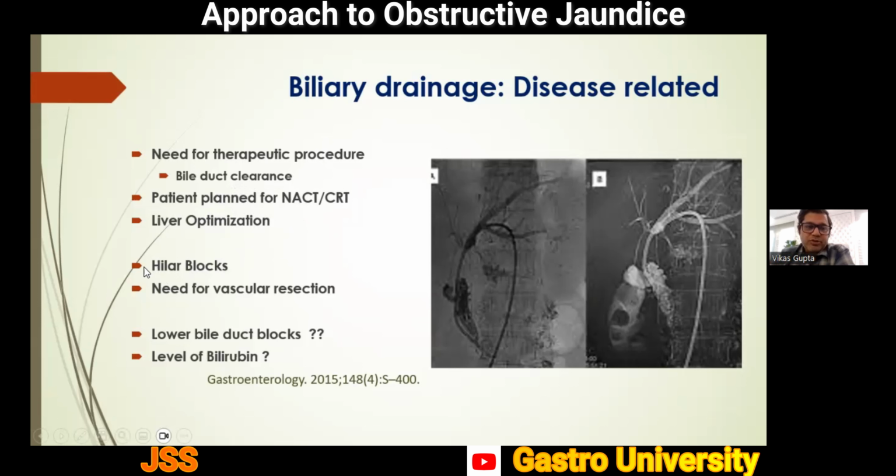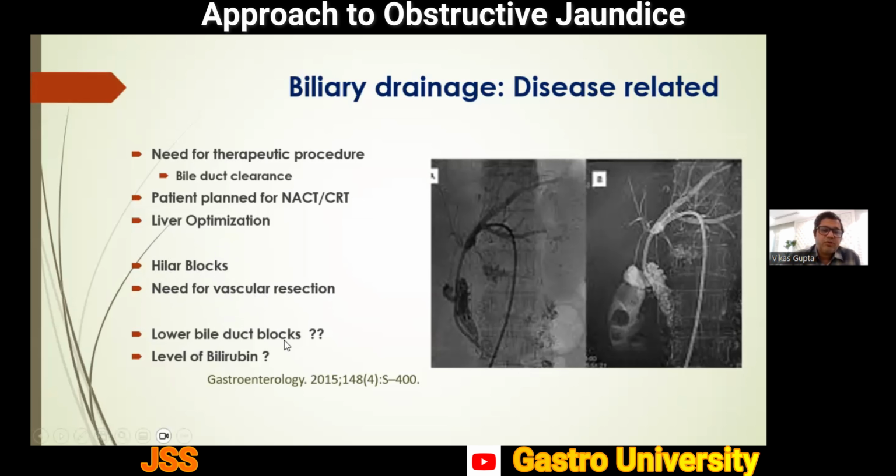Most people will agree that patients with hilar block with high jaundice should be drained prior to any surgical resection. And again, for patients who need vascular resection, there is a debate whether they should be drained too, but to my mind, they should be drained because a cholestatic liver tolerates clamping of the portal vein and the hepatic artery very poorly compared to a normal liver. So hilar blocks will require some kind of drainage.